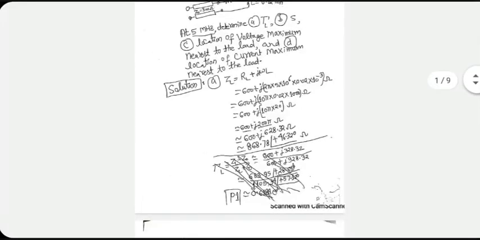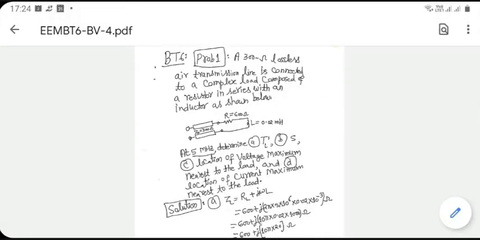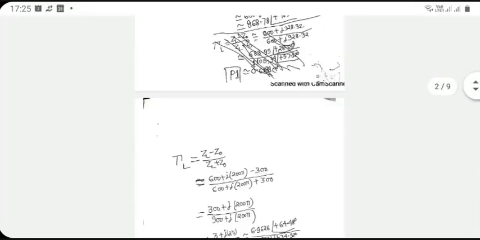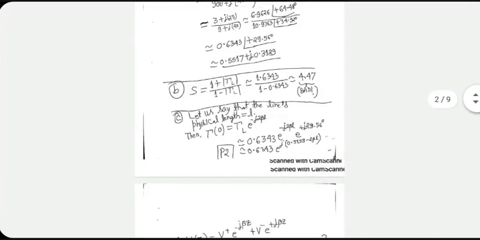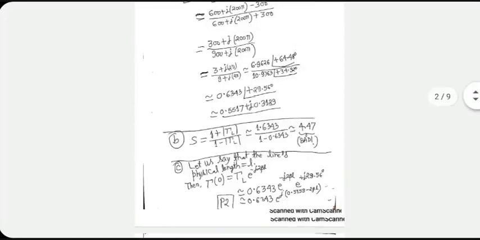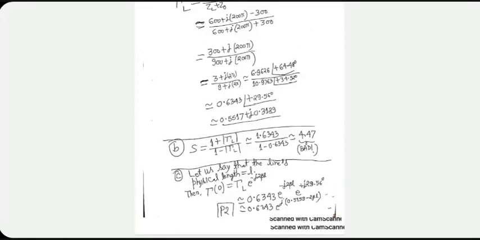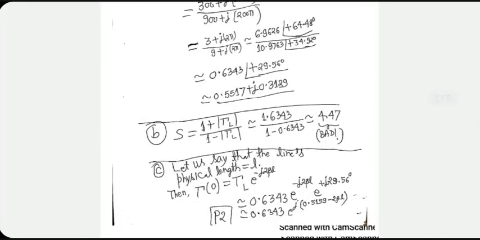Now the third part, location of voltage maximum nearest to the load. Note that they have not given you the length of the line. And most likely we are not going to need that information. Let's say the length is small l anyway, and let's see what we do. Let us say that the line's physical length is small l. We know that tau 0 and tau L are connected by this equation. It's a lossless line, so no alpha involved at all.